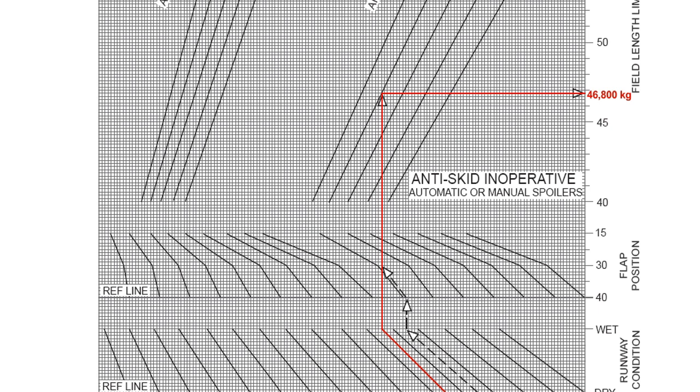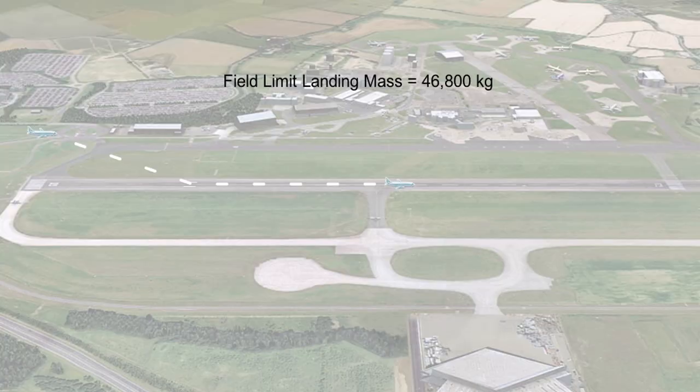Most Class A performance graphs, such as this one, already have all the necessary regulation and wet factors applied. Therefore, in this case, since it is an example graph for a Boeing 737, the landing mass of 46,800 kilograms ensures that the aeroplane will be able to achieve a full stop landing within 60% of the landing distance available. Exceeding this mass will mean that the aeroplane cannot meet the landing distance requirements. However, there were other requirements that the aeroplane had to meet. Remember that the aeroplane must also ensure it can meet the landing climb requirements.